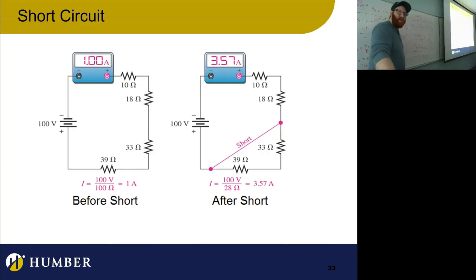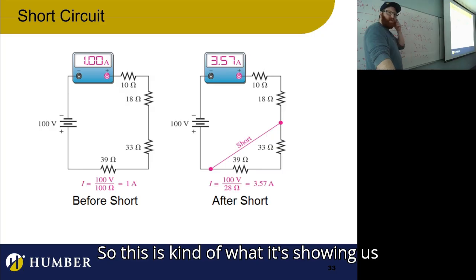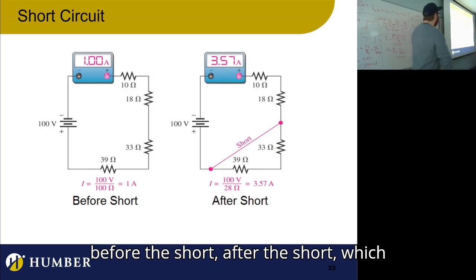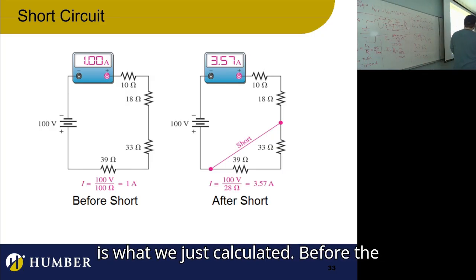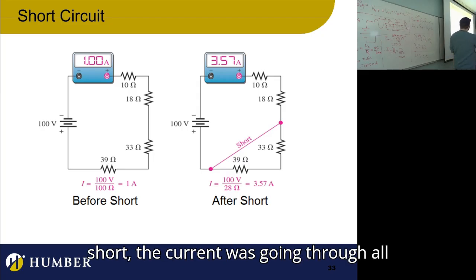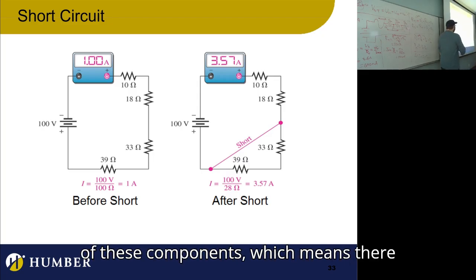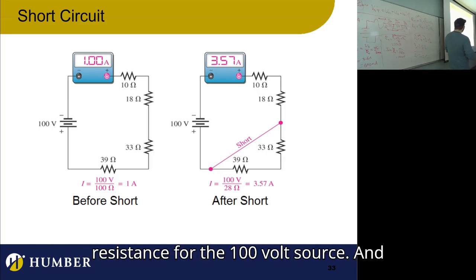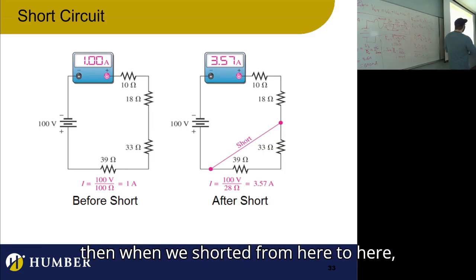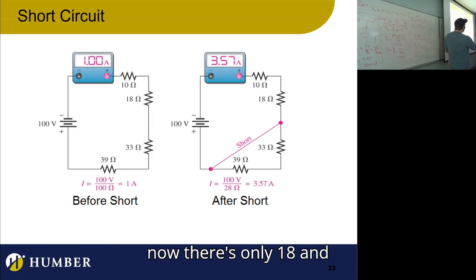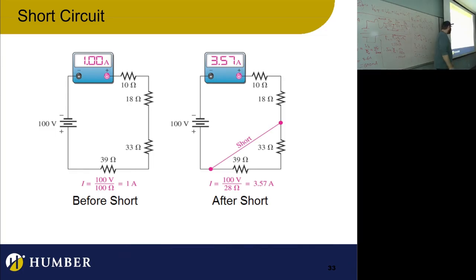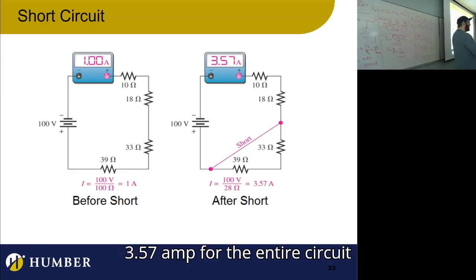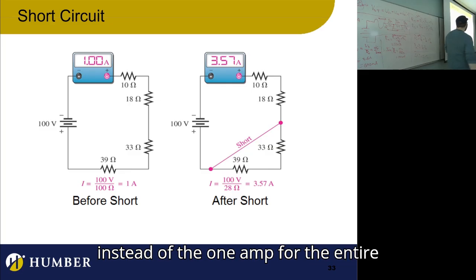Okay, cool. So this is kind of what it's showing us before the short, after the short, which is what we just calculated. Before the short, the current was going through all of these components, which means there was 100 ohms worth of resistance for the 100 volt source. And then when we shorted from here to here, now there's only 18 and 10 volts, which is 20 ohms, which is 28 ohms, which is going to give us 3.57 amps for the entire circuit instead of the 1 amp for the entire circuit.